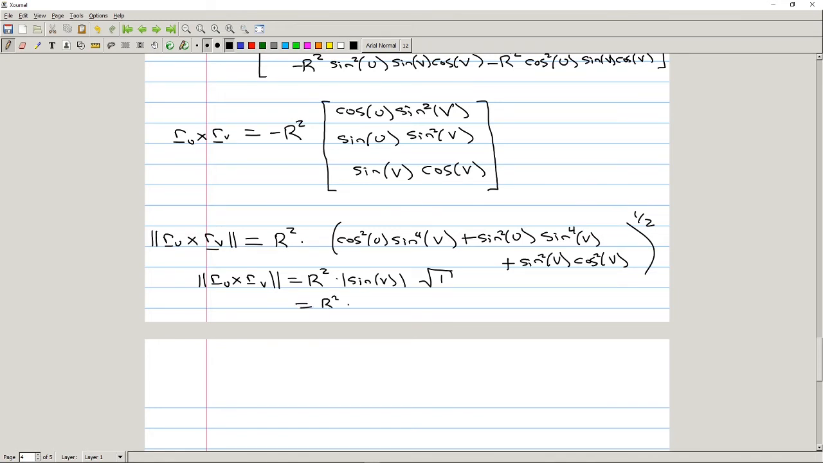This is equal to r squared actually just times sine of v, because v, remember, is between 0 and pi, which means that sine of v is between a lower bound of 0 and an upper bound of 1 in this interval right here. This is why the absolute value of sine v here is the same thing as sine of v, which will be nice when we go through and integrate.